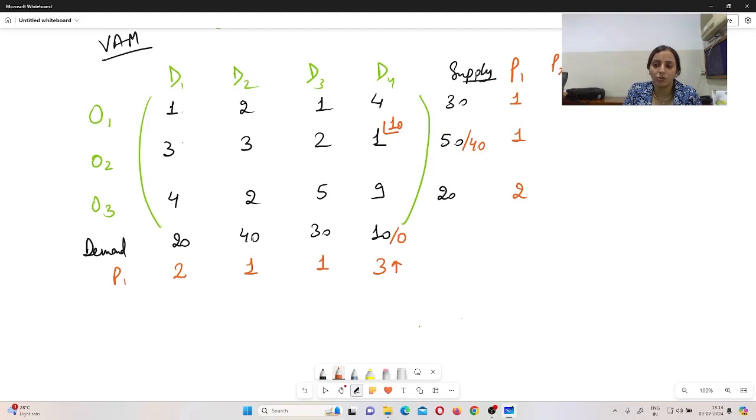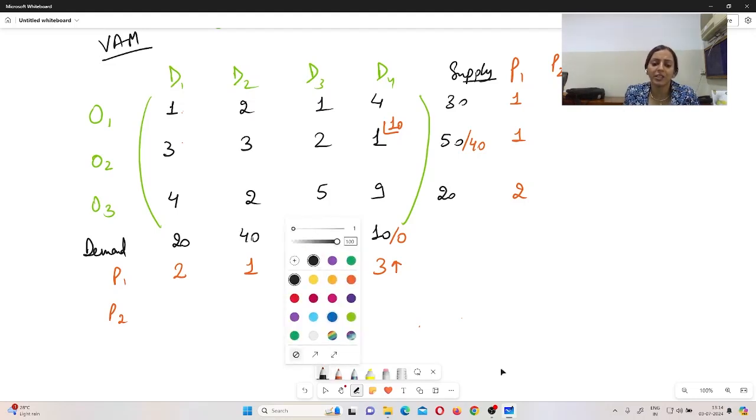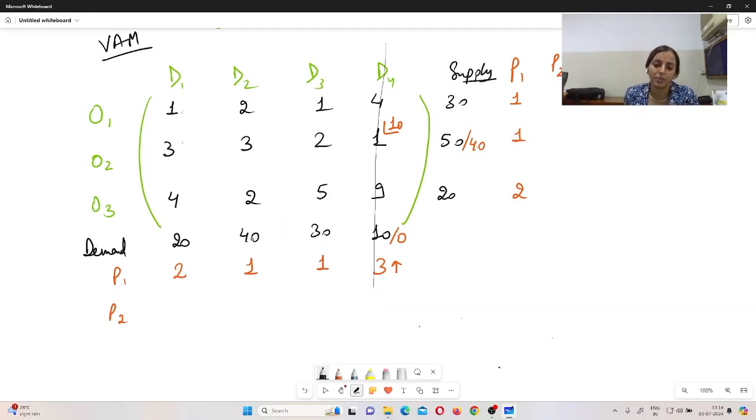Again, you have to calculate the penalty P2, first row wise and column wise. Since this G4 is all wound up, we just cancel this G4 because all the allocations have already been done. Now I'm finding out the penalty considering only D1, D2 and D3. You don't have to consider D4 now.